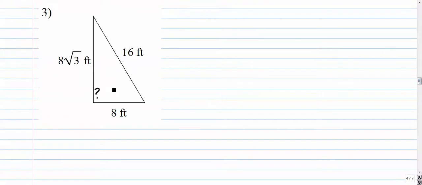Again, this is a converse question. We're trying to determine if this triangle is right. So we plug it into our converse. We go 8 radical 3 squared plus 8 squared. Does that equal 16 squared? And we see if it works.